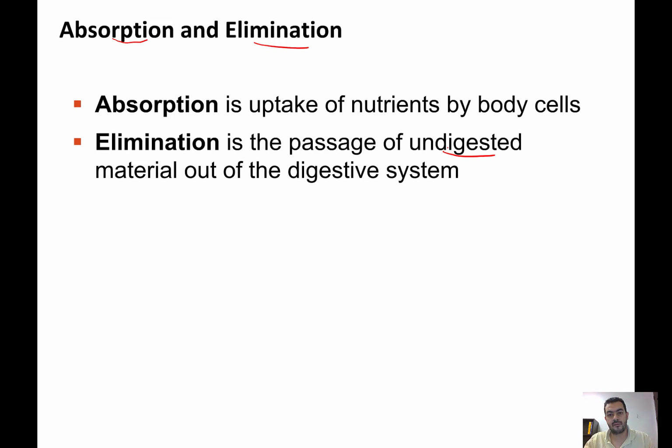For example, while we can digest different types of sugars and carbohydrates, we cannot digest the fibers. So fibers will be undigested, and for that reason they will be passed out of the digestive system through the anus. We have to keep in mind that the undigested material is not universal. Some other animals may be able to digest the fibers. So the undigested material is something that may vary from one animal to another.